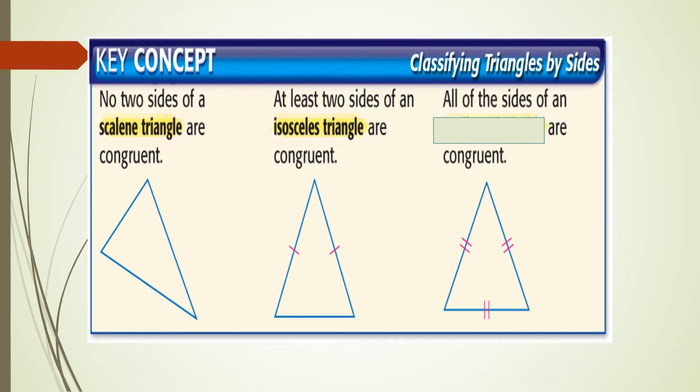Look at this picture. All three sides are showing as congruent. All the sides of an equilateral triangle are congruent. An equilateral triangle has all sides congruent.